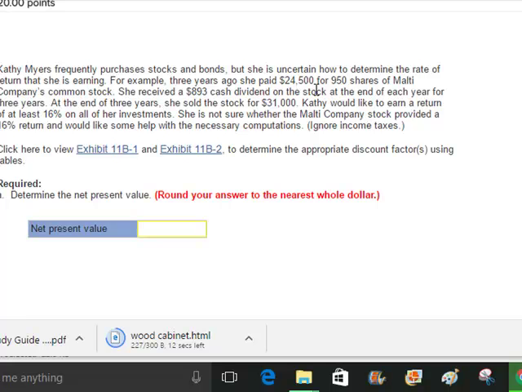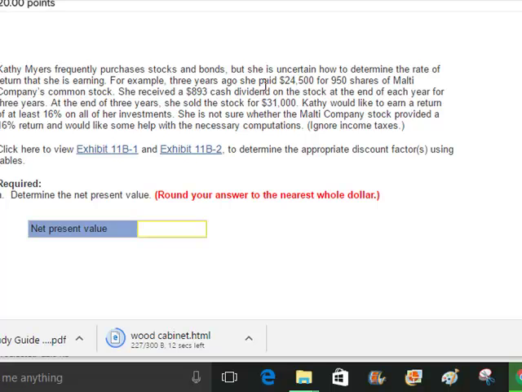And so the $24,500, the purchase price, that's a cash outflow. And when we bought it, that was the present value of that cost. So we don't have to figure the present value of the $24,500. But the $893 annual cash dividend, that we do have to calculate the present value on. That's one of our cash inflows. And we'll do that with the present value of an annuity table.